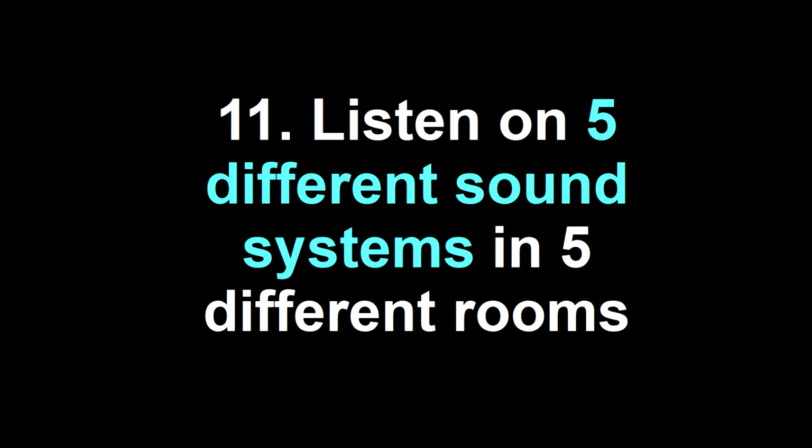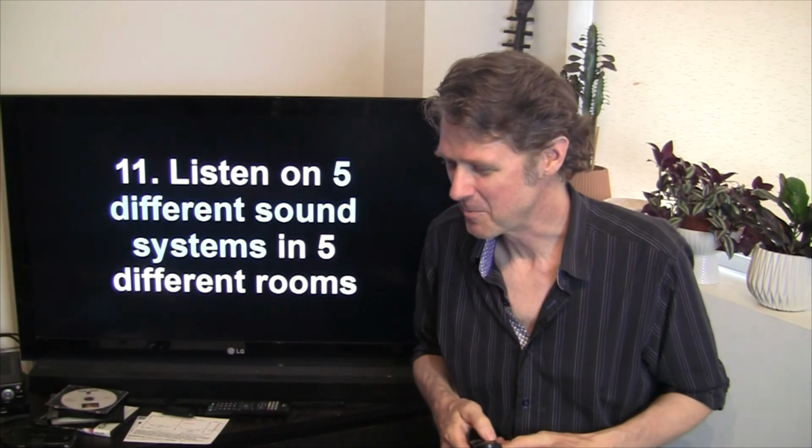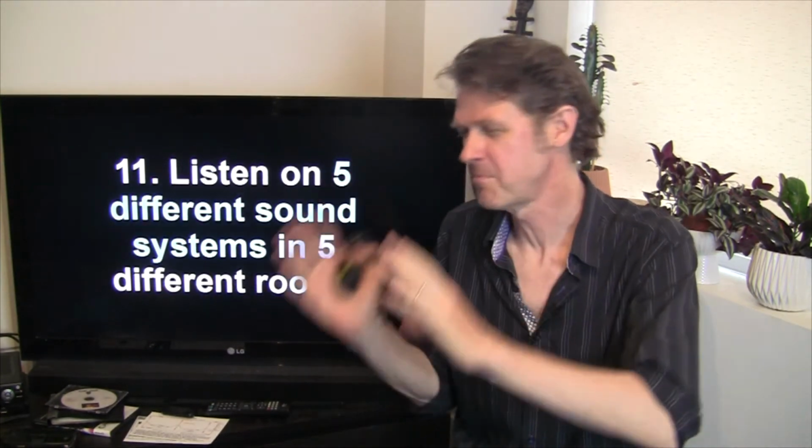Step number 11, listen on 5 different sound systems in 5 different rooms, big rooms, small rooms. If you have a soundtrack that translates well on at least 5 different sound systems, this is called comparative referencing. What that means is simply that you're listening on as many different sound systems as possible.